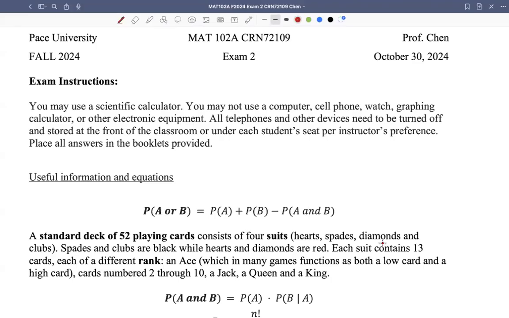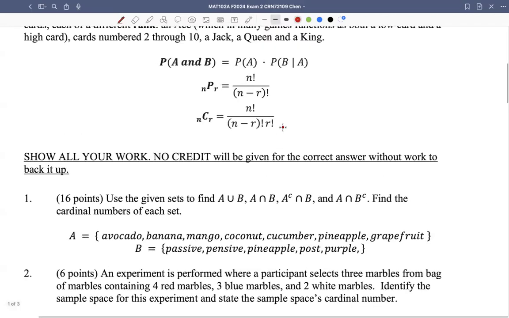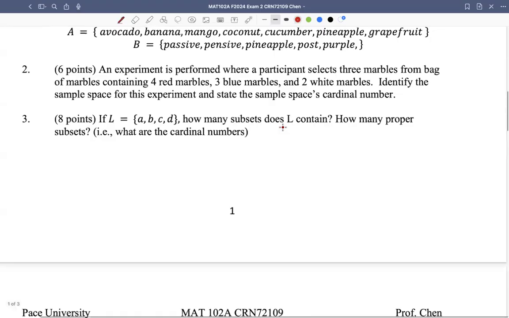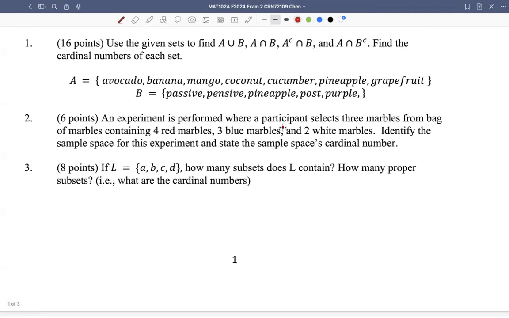Okay, so let's review our exam 2. We're given those formulas. We're probably using them in our questions. Okay, let's say the first question.